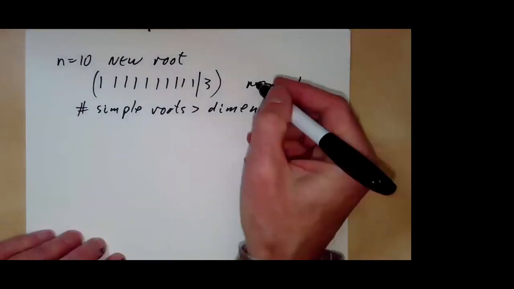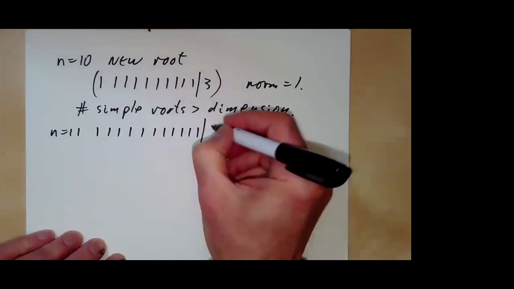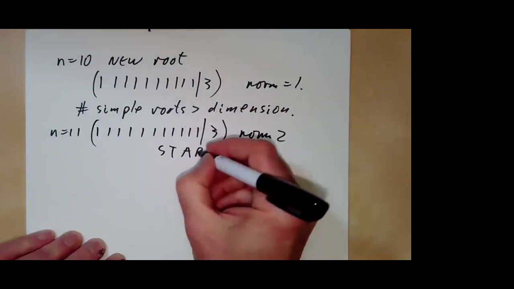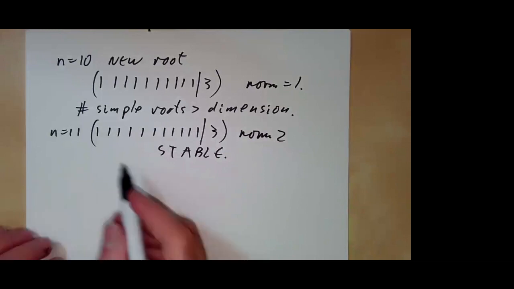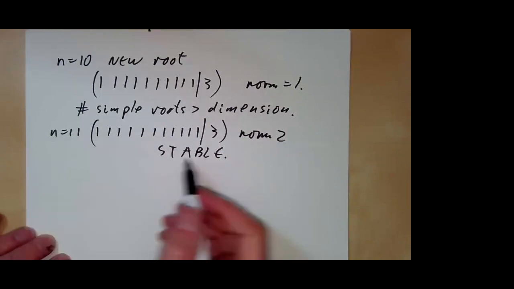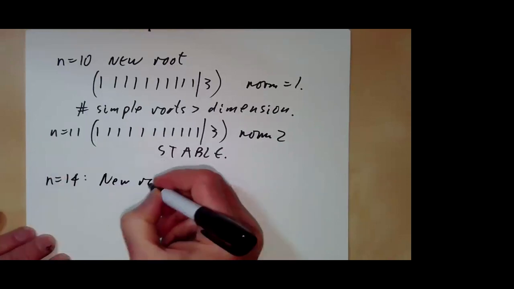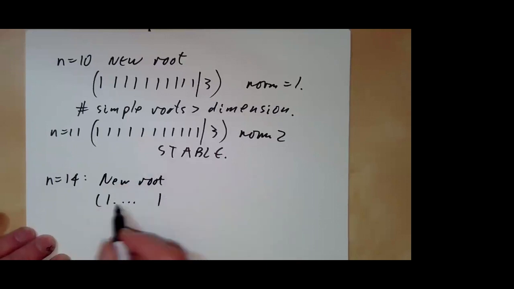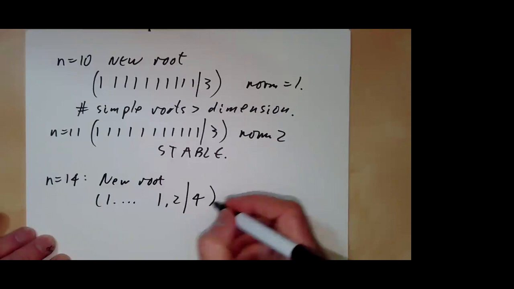For n equals 11, it becomes this root 1, 2, 3, 4, 5, 6, 7, 8, 9, 10, 11, 3 of norm 2. And this root is now stable. We get the same thing with a few zeros at the front, no matter how much you increase things. And for n equals 12 and 13, again, nothing much happens. For n equals 14, we get a new root. And this time we get 1, and I'm losing count of the number of ones, but now you get a 2 and then a 4. And this is norm 1.